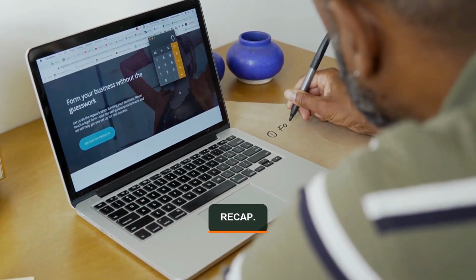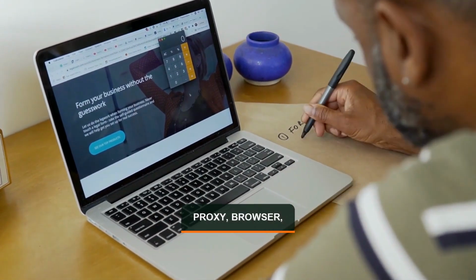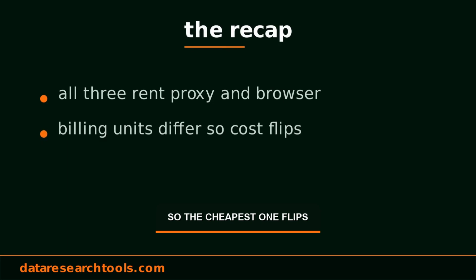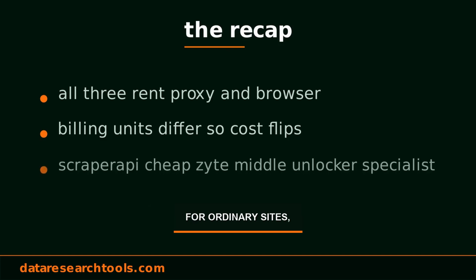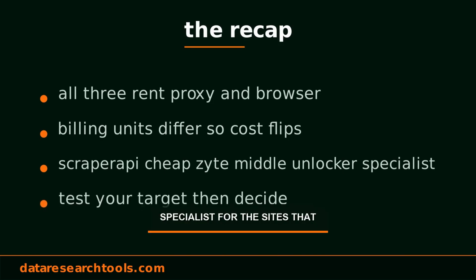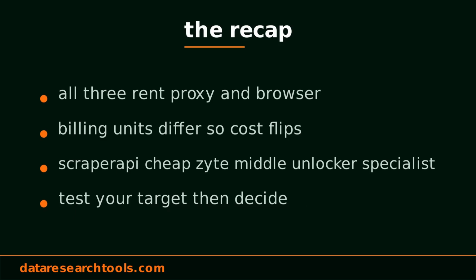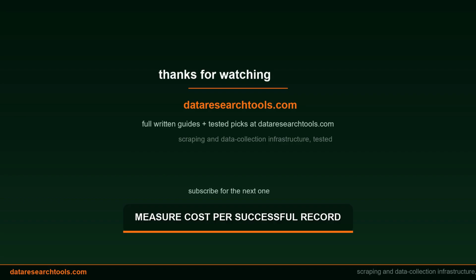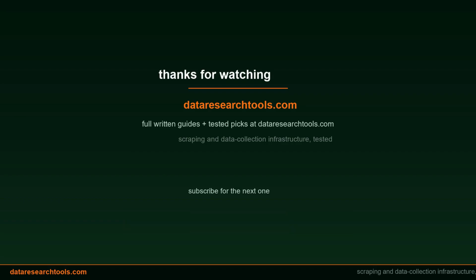So to recap, all three rent you the proxy, browser, and retry infrastructure behind one endpoint, but they price different units, so the cheapest one flips with your target. ScraperAPI is the easy, affordable start for ordinary sites. Zyte is the middle ground for scraping as a standing operation. And Web Unlocker is the specialist for the sites that beat everything else. Slower and pricier for it. Test on your own hard target. Measure cost per successful record and latency. Buy for the hard handful and build for the bulk.